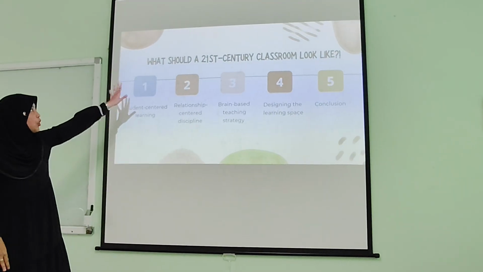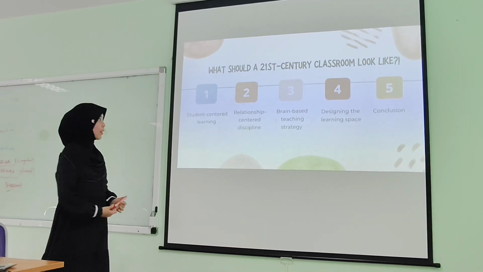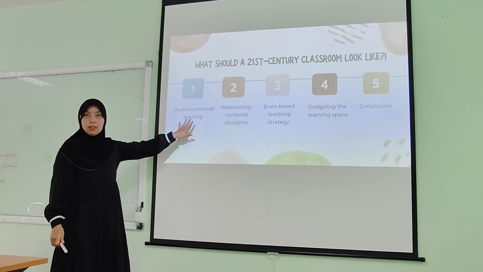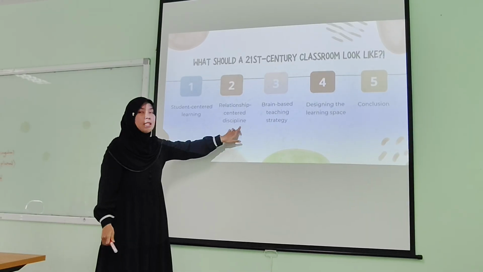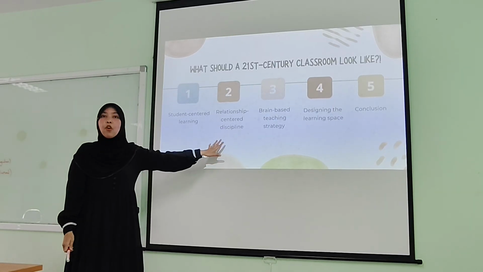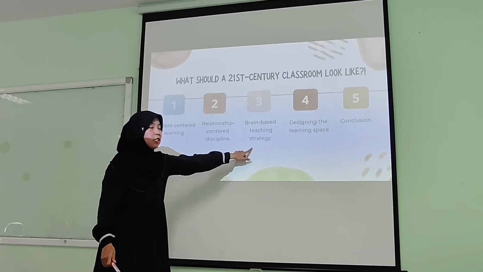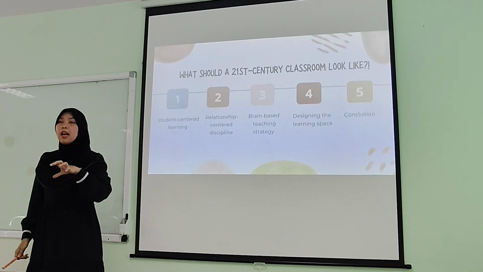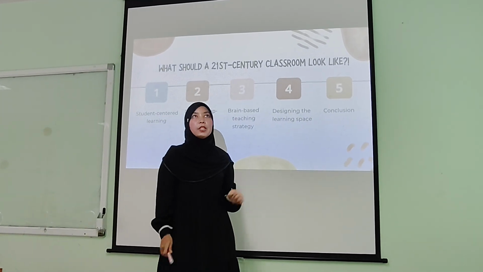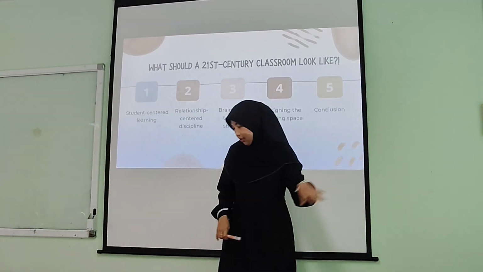Okay. So what should a 21st century classroom look like? First, student-centered learning, where students own their learning, and relationship-centered discipline. It means we focus on trust before controlling. Brain-based learning strategy means lessons aligned with how the brain learns, and designing the learning space, including lighting, color, and flexible space, and conclusion.